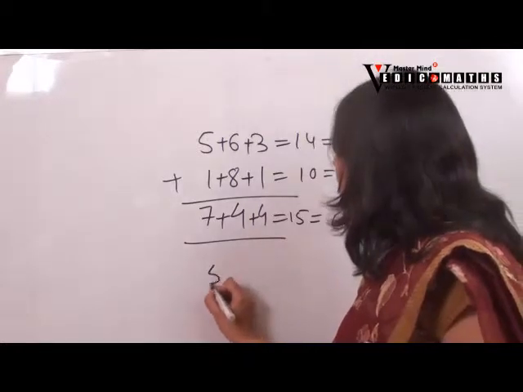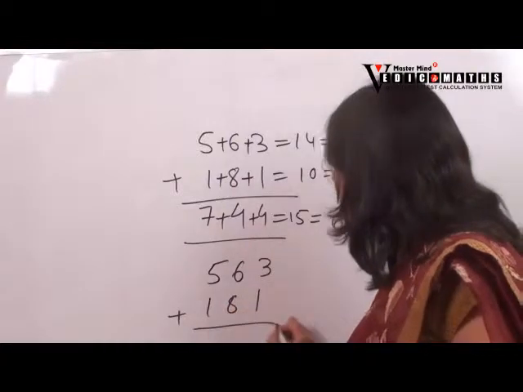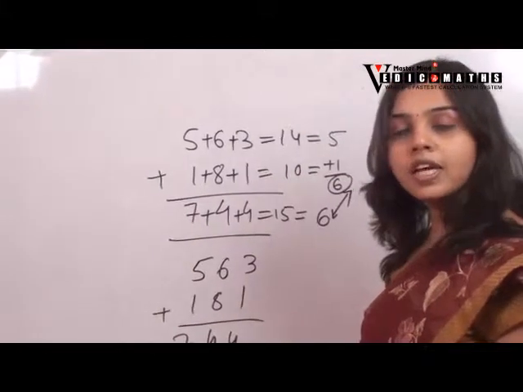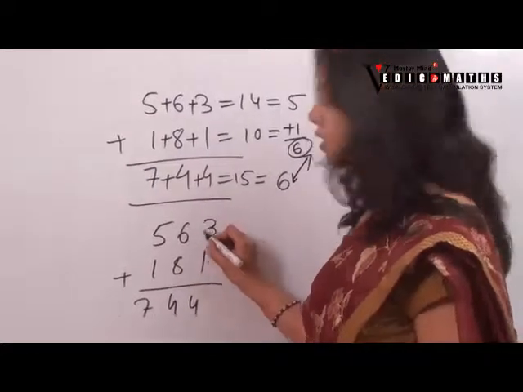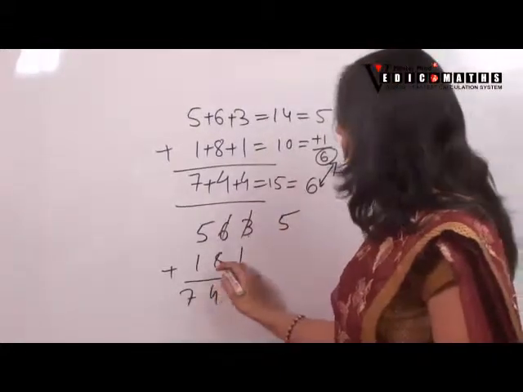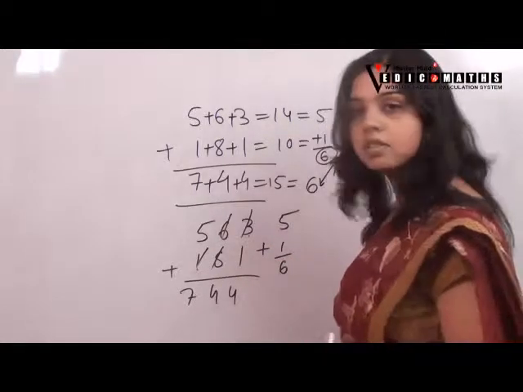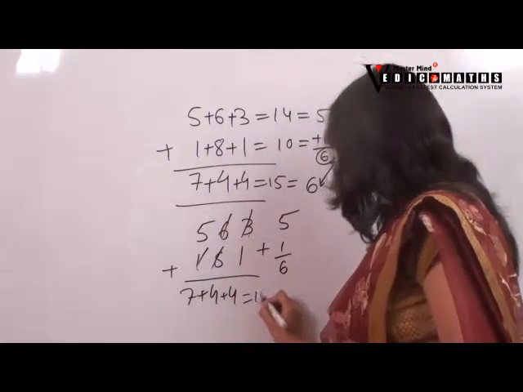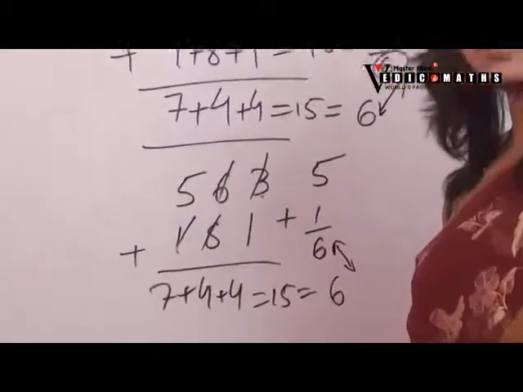So, let's apply the property of Navanga. Our property of Navanga is, we can ignore 9 and we can treat 9 as 0. 6 plus 3 is 9, that means we can cancel it. We have only 5 from the upper digits. 1 plus 8 is 9, we can cancel it. We have only 1. 5 plus 1 is 6. 7 plus 4 is 11. 11 plus 4 is 15. 5 plus 1 is 6. That means our answer is correct.